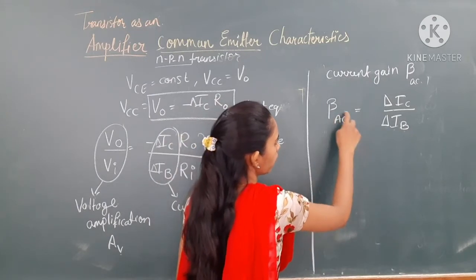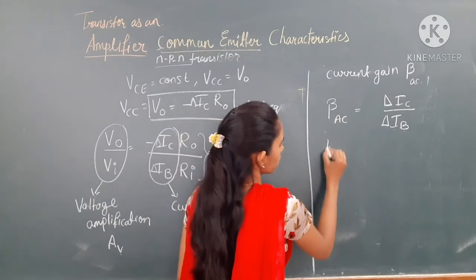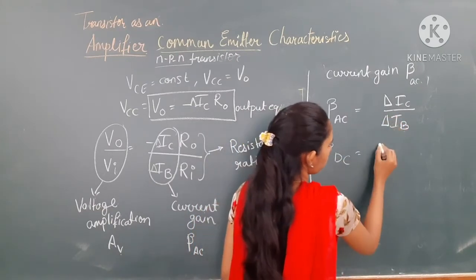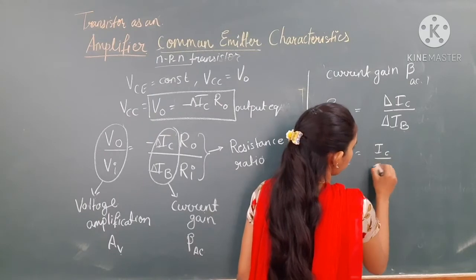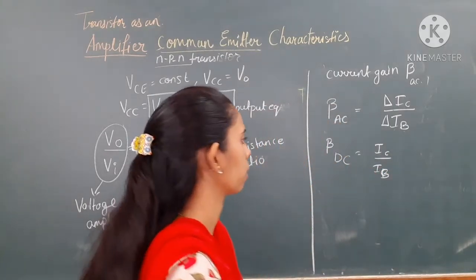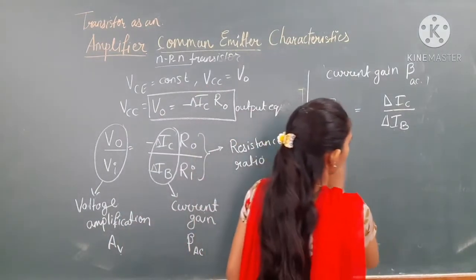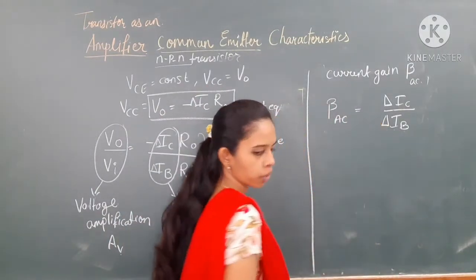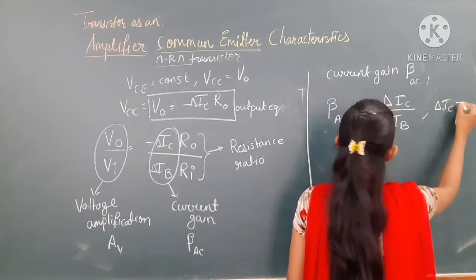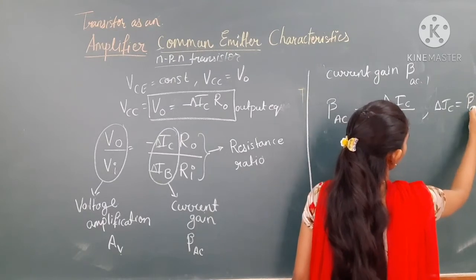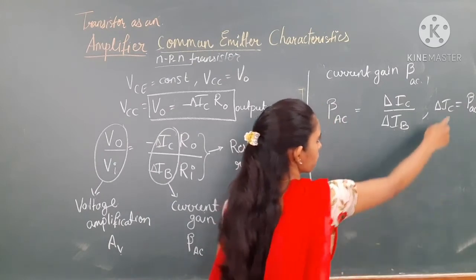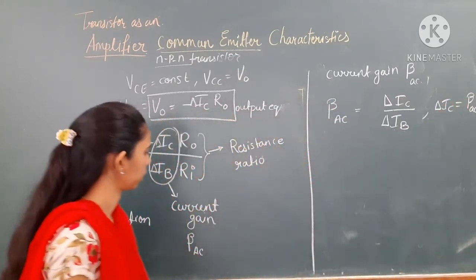If you want to write the current gain for DC, since we know that DC is a fixed value, this delta will not come, then it will be IC divided by IB. This is for DC current. Okay. Now from this you can write that delta IC is equal to beta AC into delta IB. This value we are going to need.